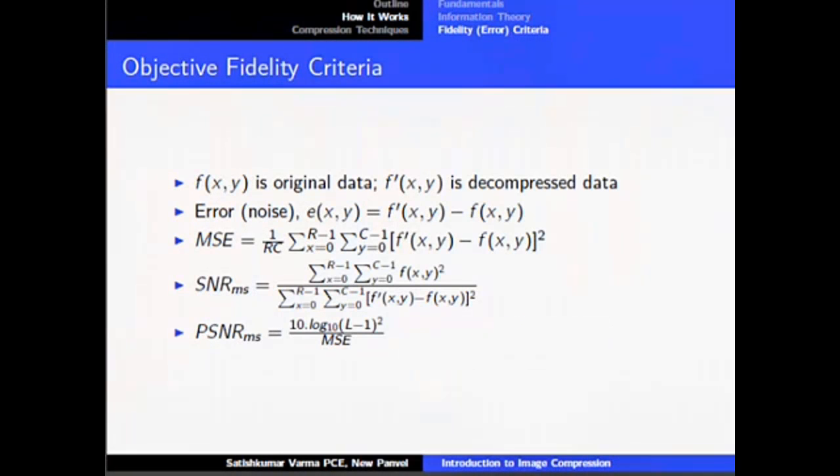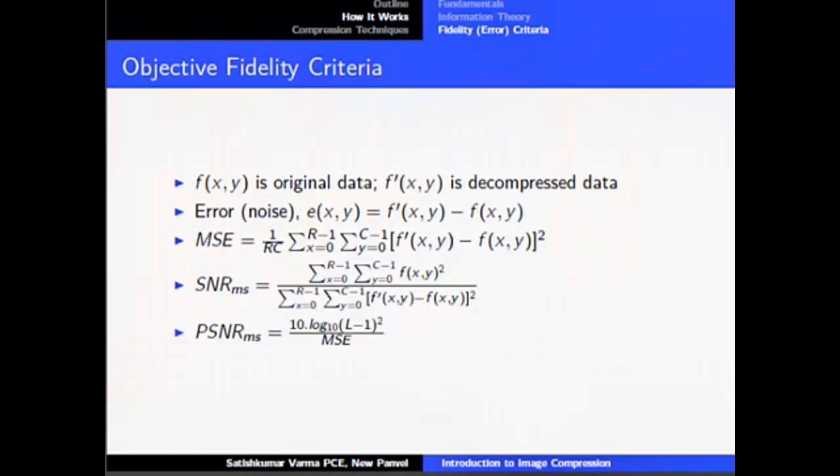There are two different types of compression techniques: lossy and lossless. Recall f of xy, g of xy and f cap xy. In lossy compression techniques, f of xy is not equal to f cap xy. Lossy compression techniques give more compression ratio at the cost of information loss. This information loss is termed as error.